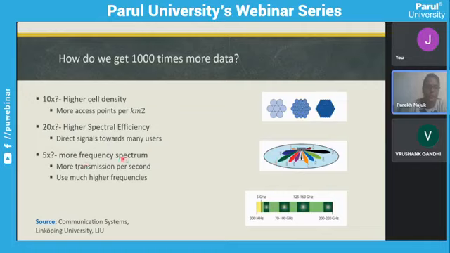Then you require more frequency spectrum. As I told you, you require a large bandwidth. For that, you have to use higher frequencies, where the available spectrum is there for you to use. So this is how you get 1,000 times: 20 cross 5 is 100, 100 cross 10 is 1,000 times more that you can achieve with these three things, the higher cell density, spectral efficiency, and frequency spectrum.